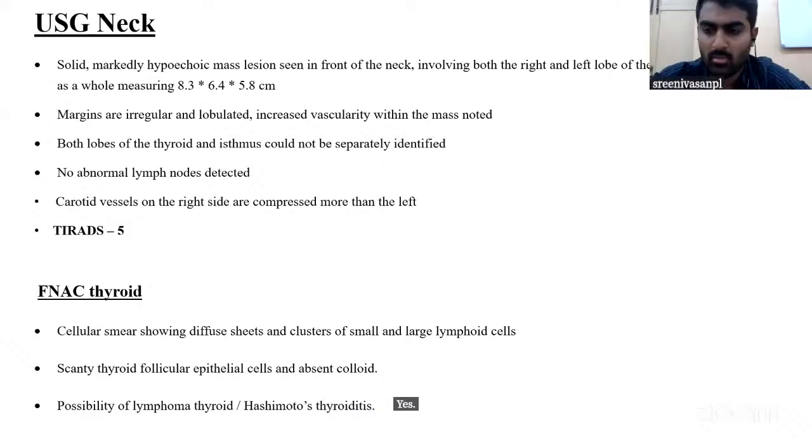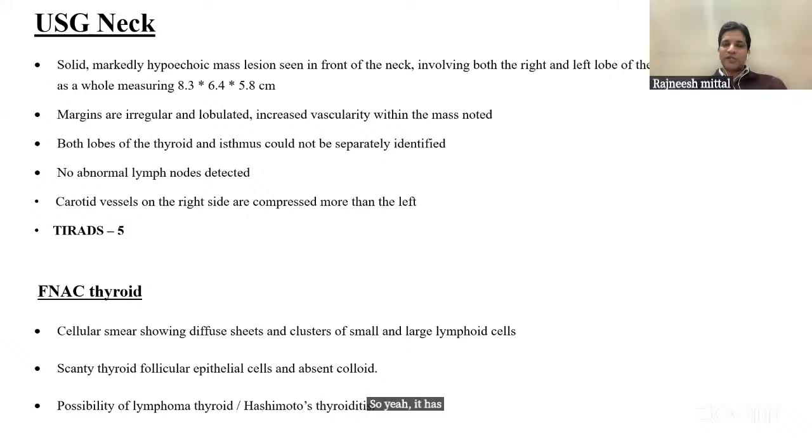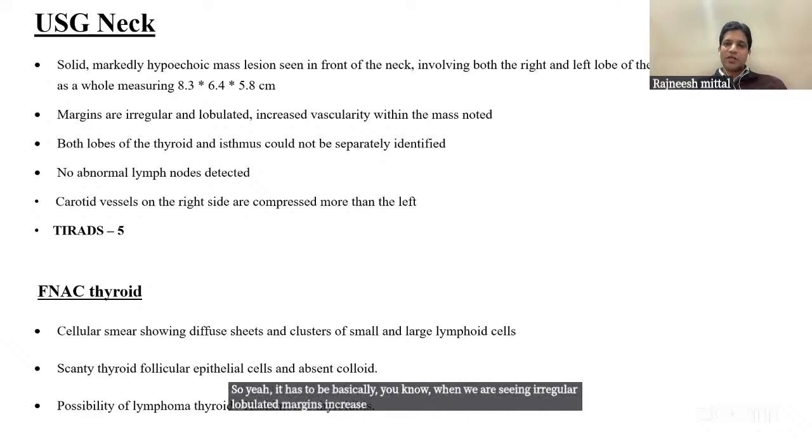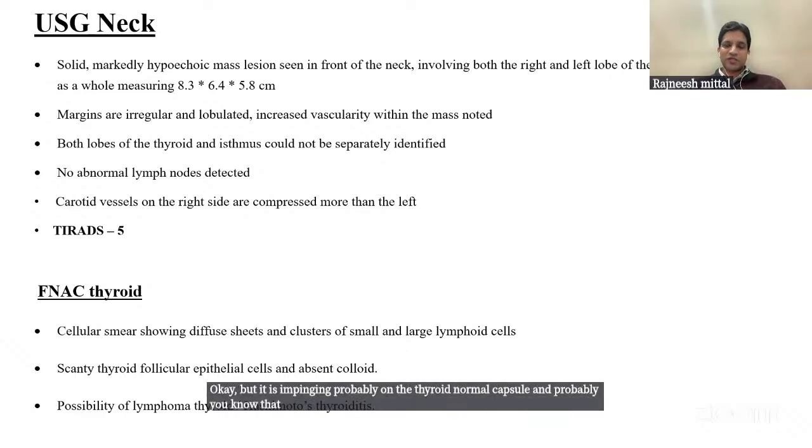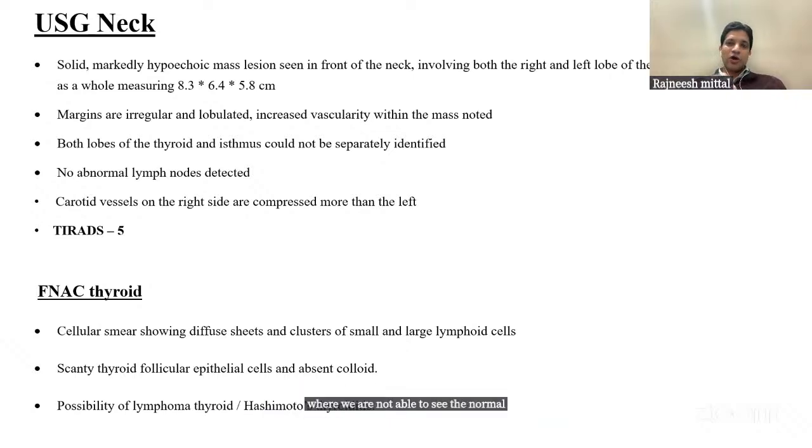Yes, sir. So when we are seeing irregular lobulated margins and increased vascularity, mostly this is a mass within the thyroid gland. Yes, sir. Okay, but it is probably impinging on the normal thyroid capsule, and probably that has already undergone destruction, where we are not able to see the normal thyroid tissue radiologically.